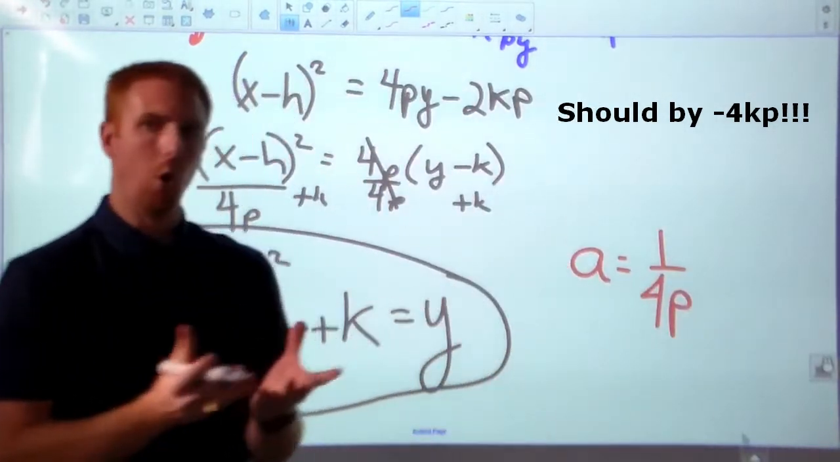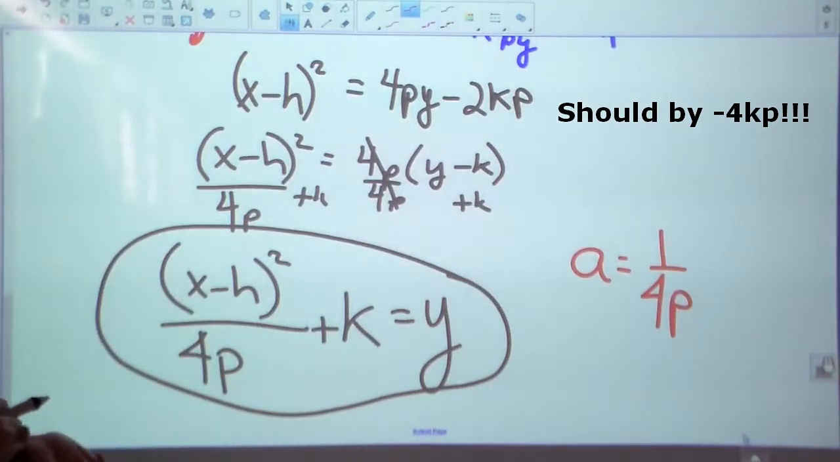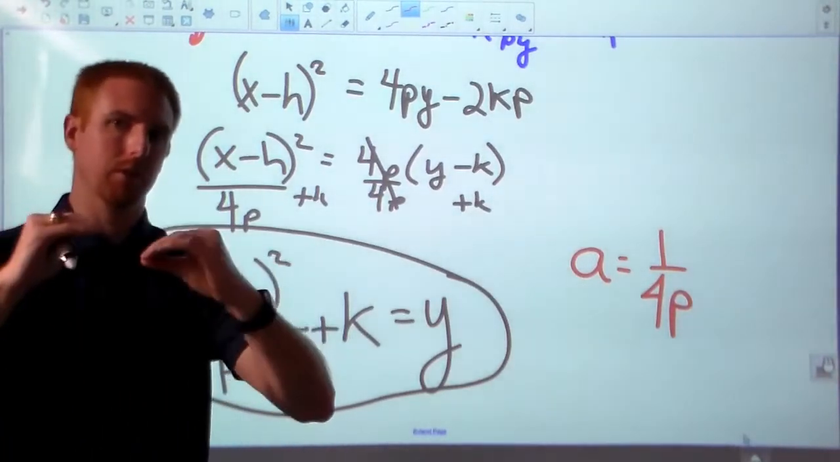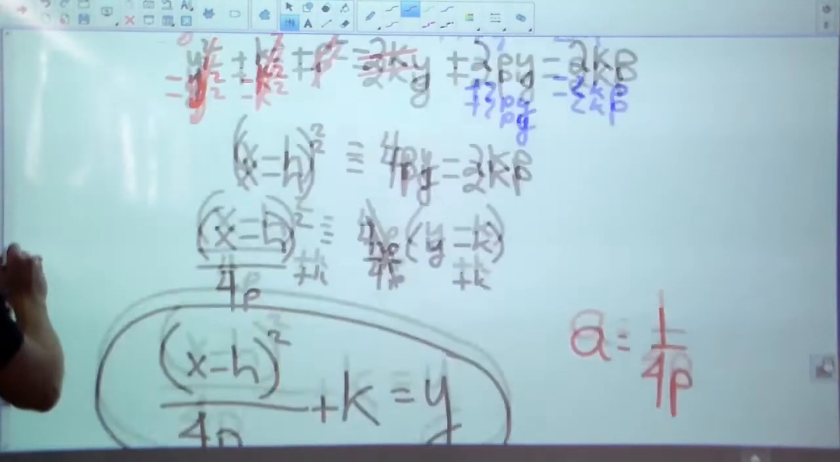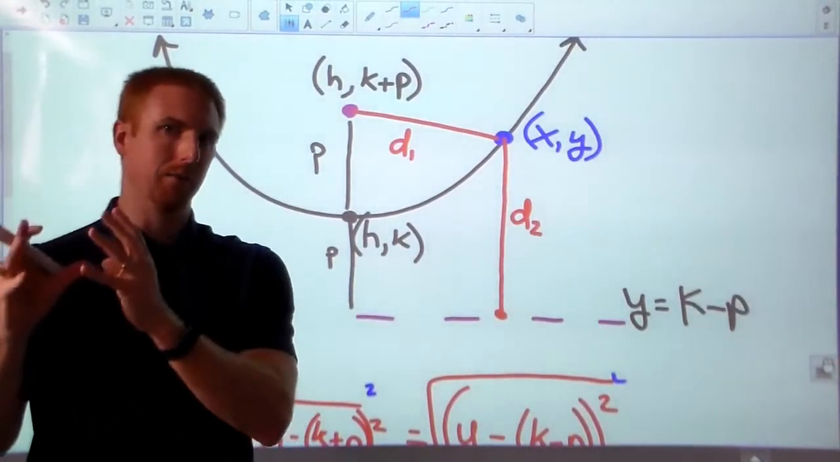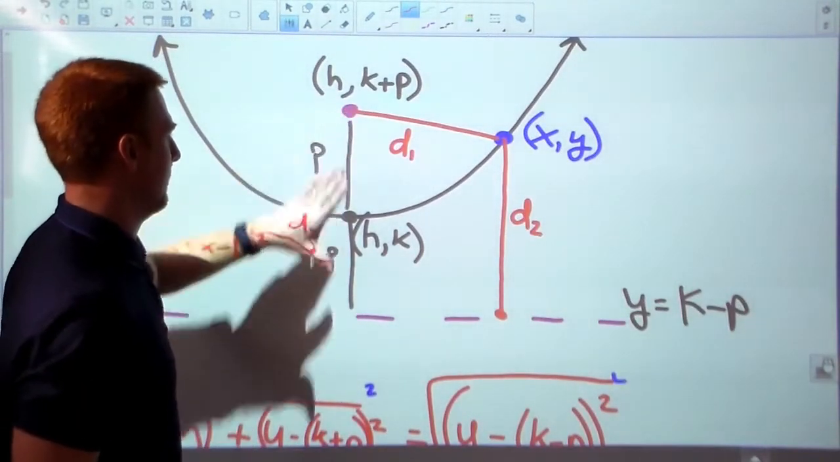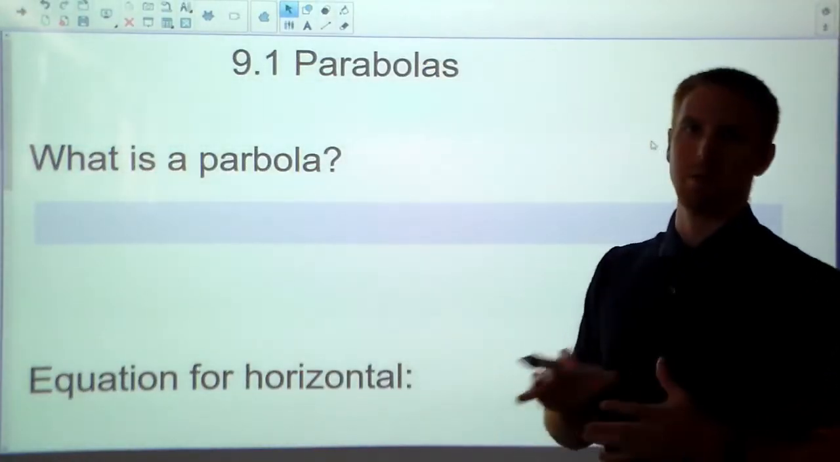So a affects the opening pattern. 1 over 4p tells you p is that distance from the vertex to the focus and to the directrix. So let me flash back up to show you that. So anyway, that's how we use that leading coefficient a that's out front to define what this distance is right here and here. Now we've done all the preliminary work, let's go ahead and formalize all this stuff.